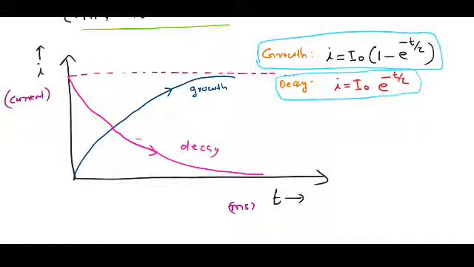Okay, fine. This is all about the growth and decay of the current in an LR circuit. Okay, thank you very much.